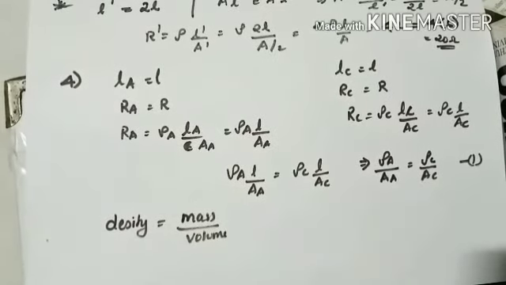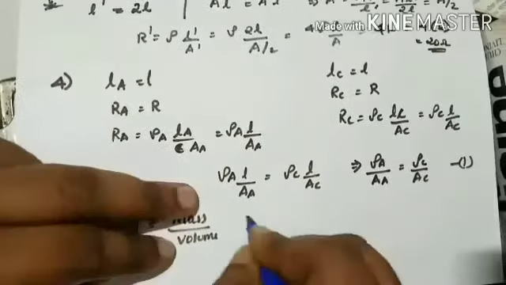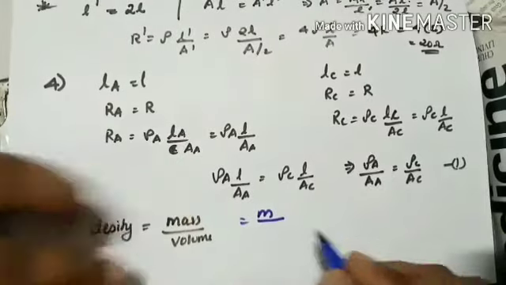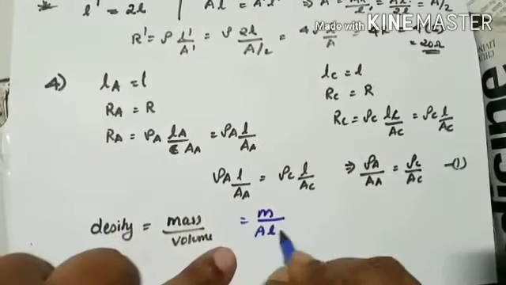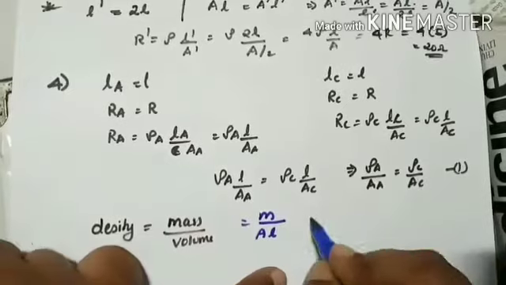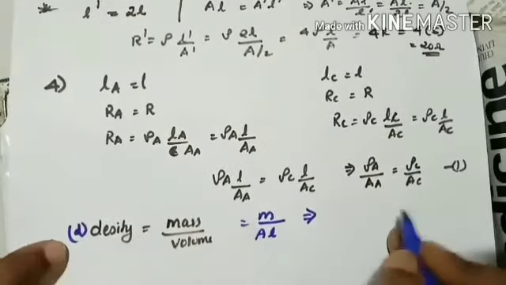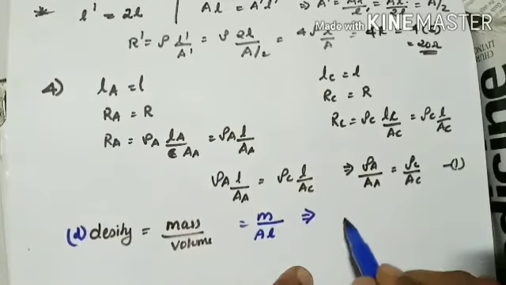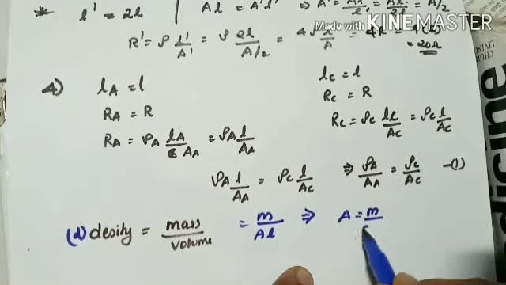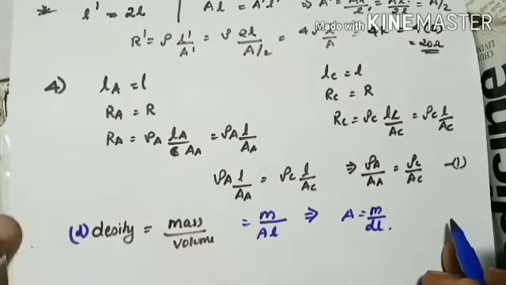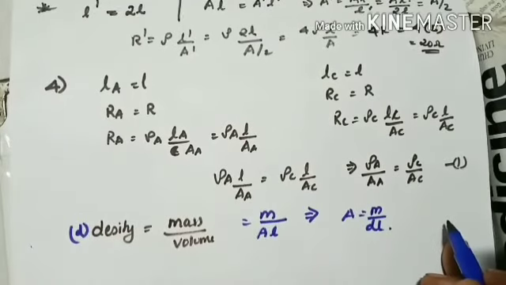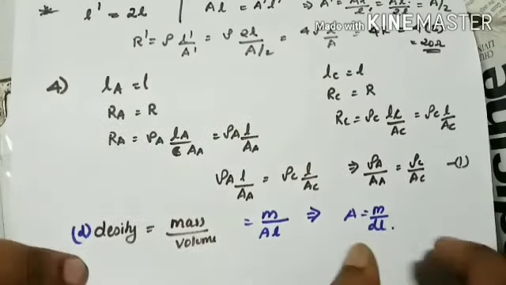Right, if the density we are taking as D, mass I will take as M, and volume is area into length. Now, can't I write mass in terms of density? Similarly, I can write A is equal to M divided by DL.